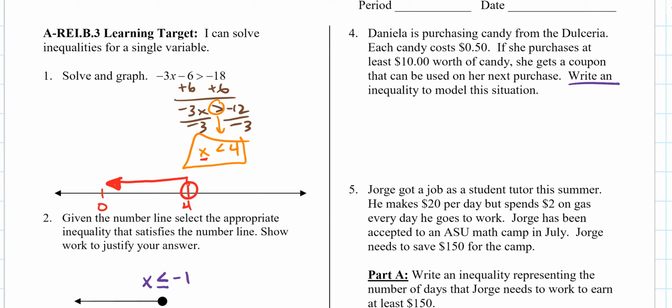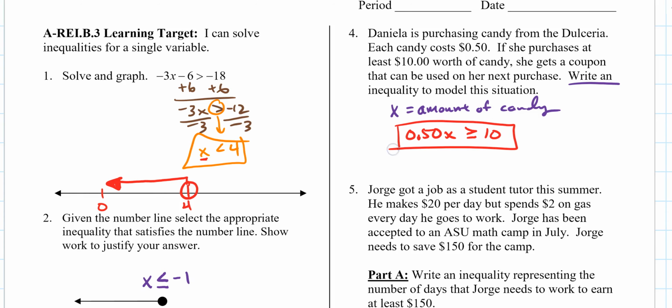So for our inequality, I'm going to use x. I'm going to say that x equals the amount of candy. So my inequality then is going to be 0.50x, so it's 50 cents per piece of candy, times the number of candies, needs to be at least, so that's greater than or equal to $10. There's my inequality. I'm done.